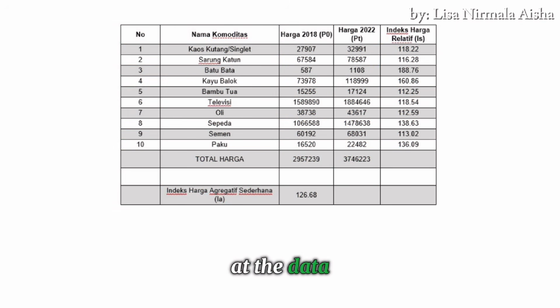If we look at the data on the screen, you'll notice that every single item experienced a price increase. However, the most significant jump was seen in the building material, specifically bricks or batu bata, which hit an index of 188.76. This means the price skyrocketed by almost 88.76% over just 4 years. On the other hand, bambu tua or old bamboo had the smallest relative increase among the group, with an index of 112.25, meaning it only saw a 12.25% price rise.